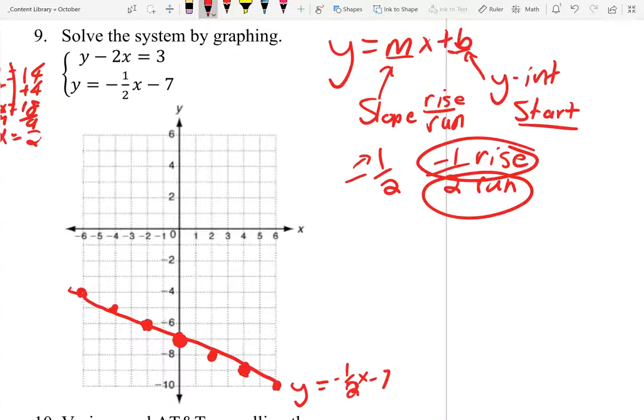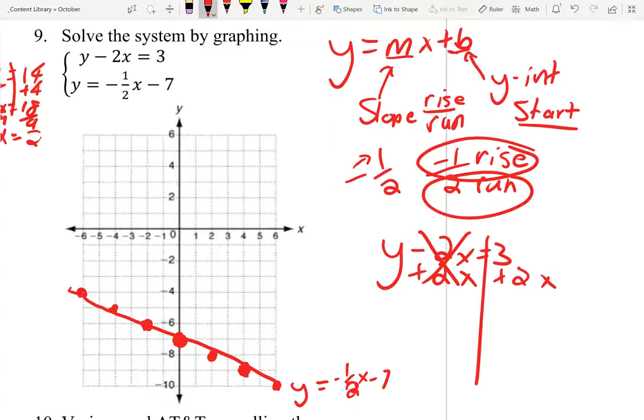But we still need to graph the other line, right? y minus 2x equals 3. Now the problem is it looks like it's almost slope-intercept form, but it's really not, right? It's supposed to be y equals mx plus b, and it's y minus right now. We don't have the y equals. What we need is we got to move the negative 2x to this side. Now, in order to put it on the opposite side of the equation, we have to do the opposite operation. So since it's minus 2x, we have to add 2x in order to cancel it out here and then move it on to the other side.